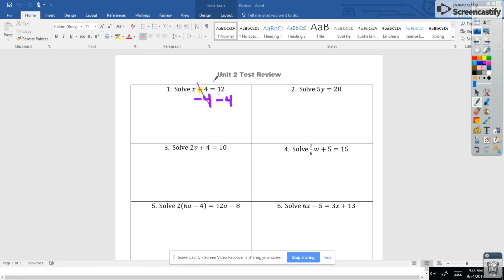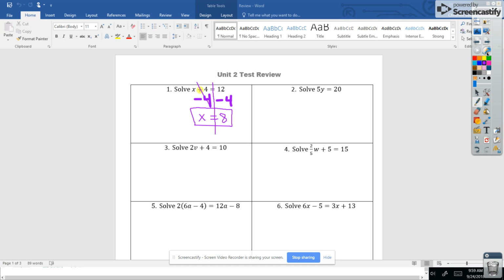Both sides of the equal sign is what I'm talking about. So once on the left, once on the right. On the left, -4 plus 4 is 0, so I'm just left with x. And 12 minus 4 gives me 8. This is solving an equation because I got the variable isolated. I got the variable alone.